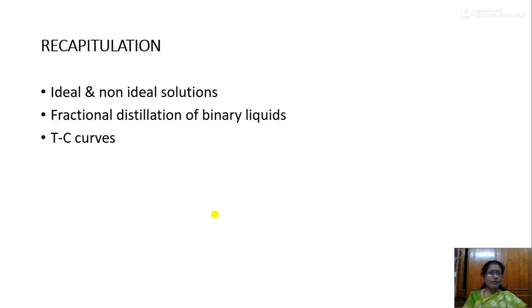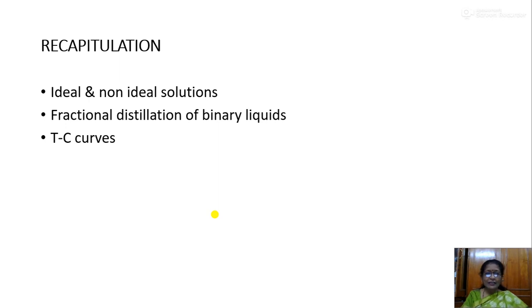Now, recapitulation. What are all the things we have understood now? What are ideal solutions? What are non-ideal solutions? Now, fractional distillation of binary liquids. So, binary liquids are two liquids. They mix up easily with each other. They are also called completely miscible liquid mixture.